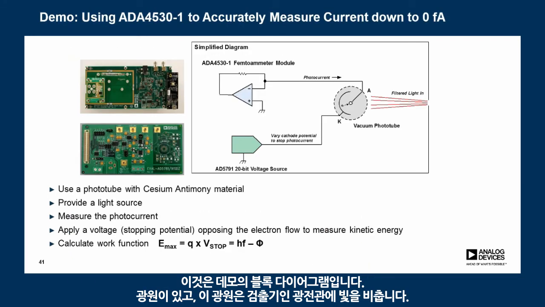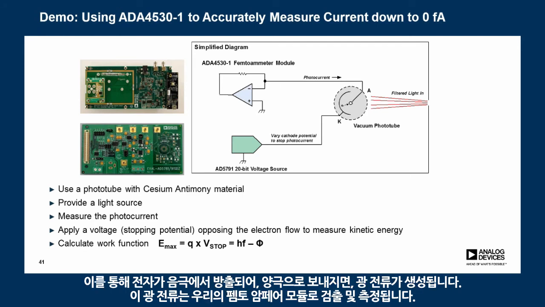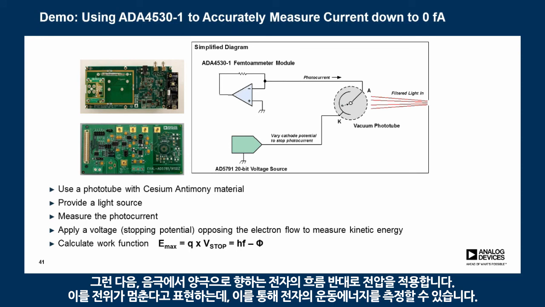So here is a block diagram of our demo. Well, we have a light source, and the light source is shone onto the phototube, which is our detector. And this allows electrons to be ejected from the cathode, and they get swept across to the anode. And this creates a photocurrent. The photocurrent is going to be detected and measured by our femtoammeter module. And what we do next is we apply a voltage to oppose the electron flow from the cathode to the anode. This is what we call the stopping potential, and it allows us to measure what the kinetic energy of the electron is.